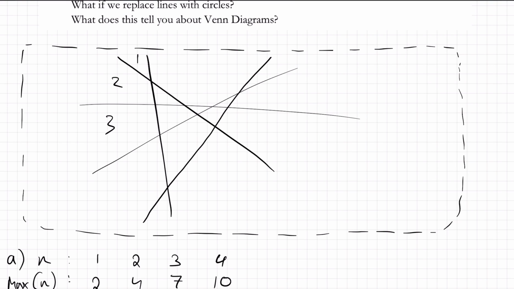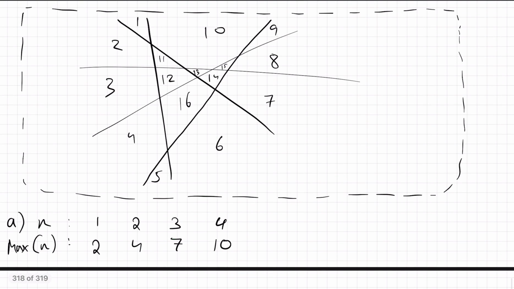And now we'll count the regions. 1, 2, 3, 4, 5, 6, 7, 8, 9, 10, 11, 12, 13, 14, 15, 16. Okay, so that's quite a big jump now. Managed to get 16 regions.